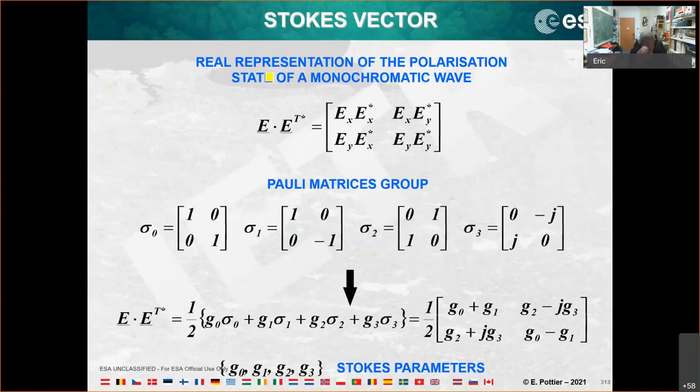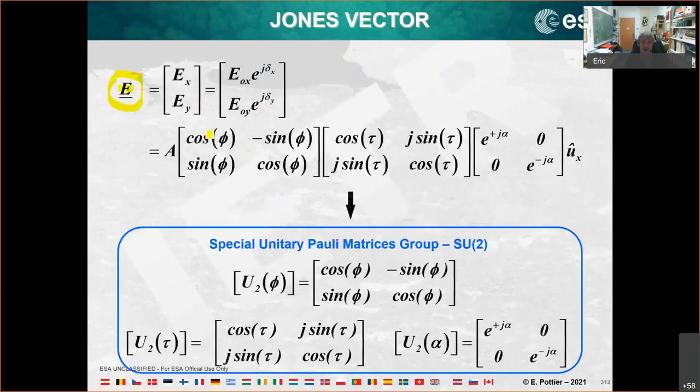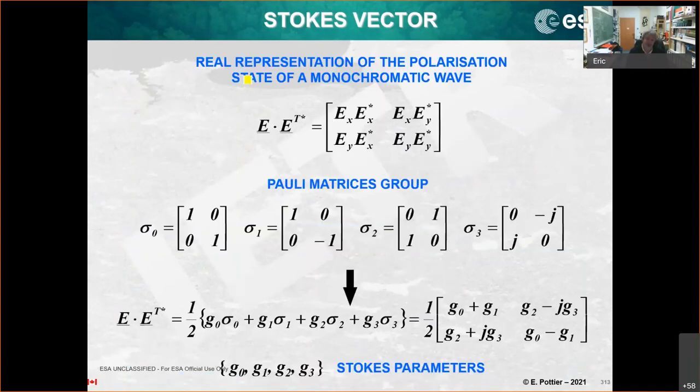But this Jones vector, inside this component, we have this absolute phase. So a first step to do something without this absolute phase is to construct this product, Jones vector multiplied by Jones vector transpose conjugate. And due to the conjugation, I'm going to eliminate the absolute phase. Okay, and so like that, I can get this 2x2 matrix, which corresponds to a covariance matrix.